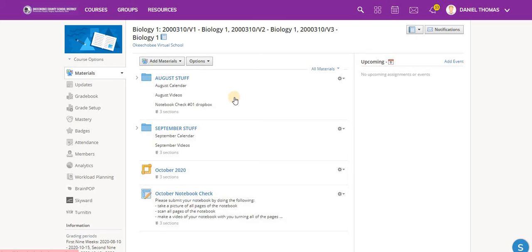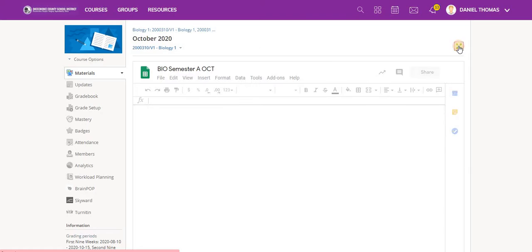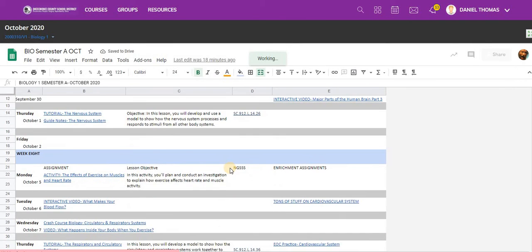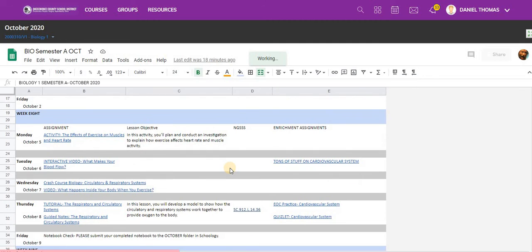I'm going to go into October, into the October calendar here, like we normally do, and I'm going to press the funny little thingy right there to expand this, and we are on week 8. Week 8 is not going to be as hard as you think. We have an activity, we have a tutorial with the guided notes, and we have some things in between that I'd like to talk about.